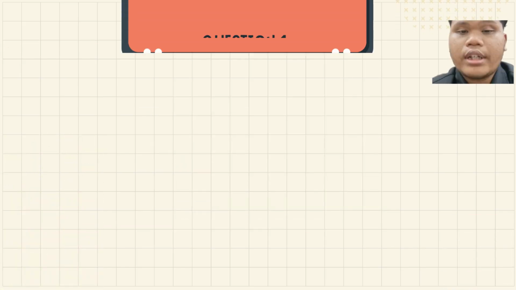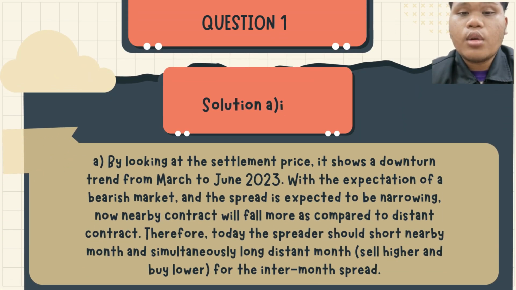First, let's look at the settlement price. From March 2023 until June 2023, we can see that prices are moving downward. This tells us that the market is bearish, meaning prices are expected to continue falling. Because of this bearish market, we expect the spread between the nearby contract and distant contract to become narrower.